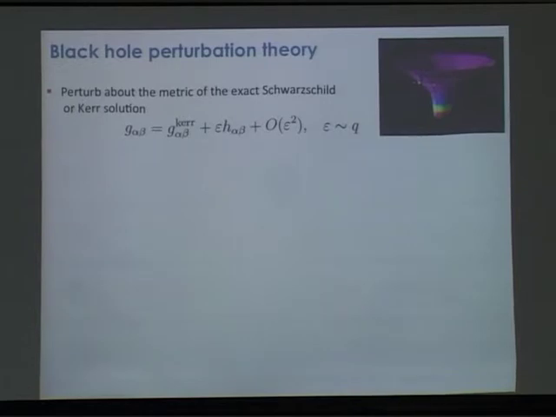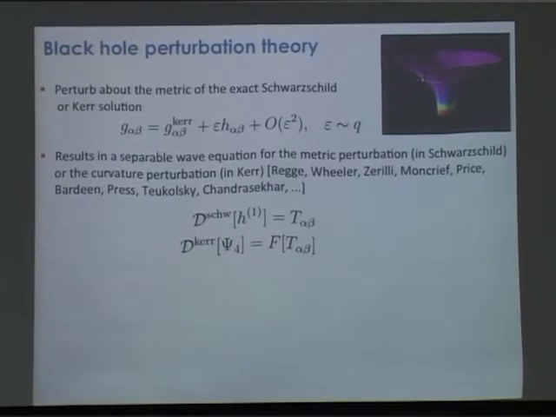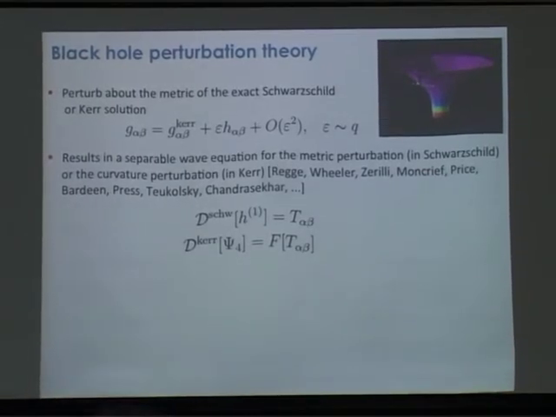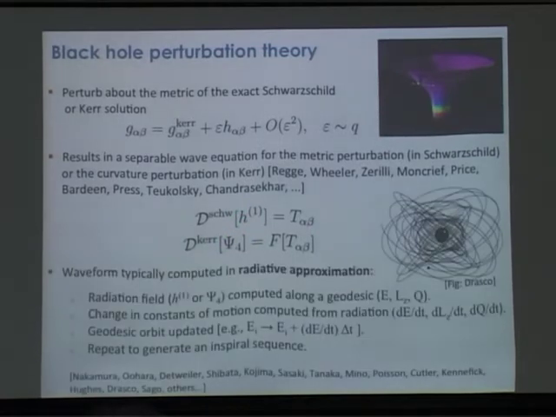I use perturbation theory, where I start with, say, Kerr or Schwarzschild, and I perturb about it in terms of a small parameter, where now my small parameter is going to be q, the mass ratio. So the little black hole divided by the big black hole, which is going to be some very small number. When I now iterate through Einstein's equations, I can get an essentially separable wave equation for either the metric perturbation in Schwarzschild or for the curvature perturbation, something related to the Riemann curvature tensor, in the case of rotating black holes. This has been known for a very long time by all these famous people who worked on this. So you get some sort of linear differential operator acting on your metric, and that's sourced by the stress energy tensor of my point particle.